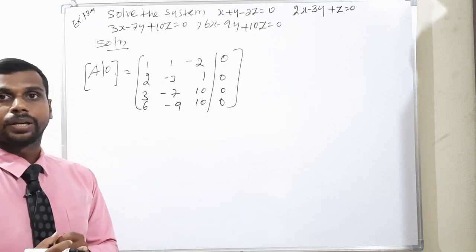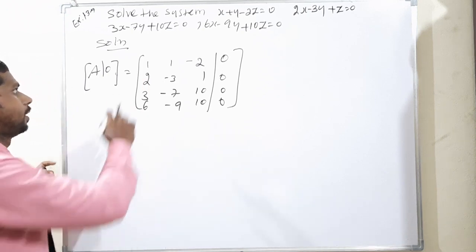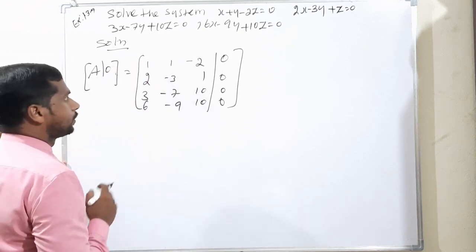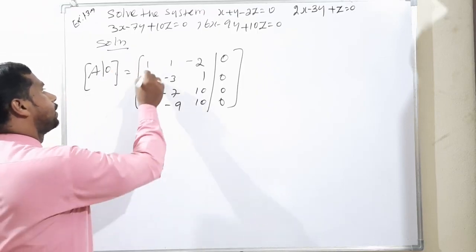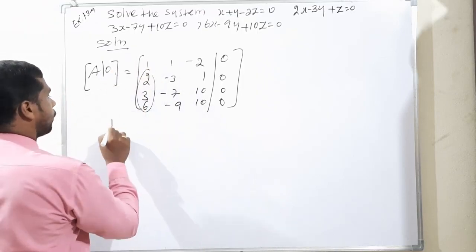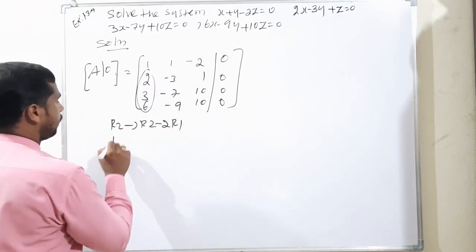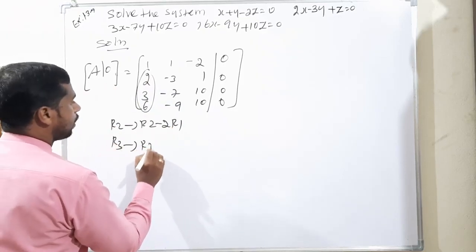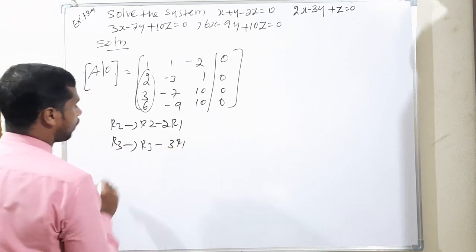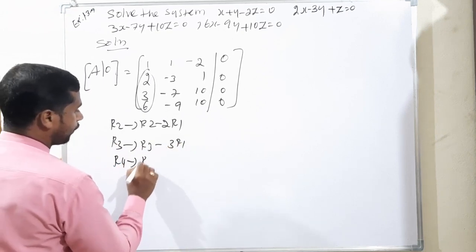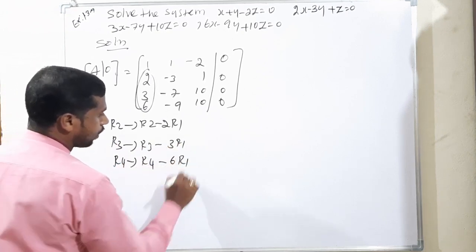What is the meaning of row echelon form? When starting the non-zero digit, there we already have the leading coefficient, the leading term 1 is there. So under it the three terms we have to make 0. So what do we have to do? R2 gives R2 minus 2 into R1. Again R3 gives R3 minus 3 into R1. Again R4 gives R4 minus 6 into R1, isn't it?